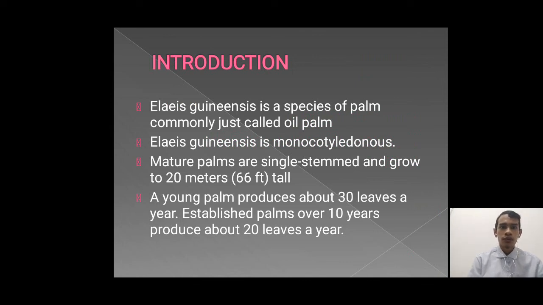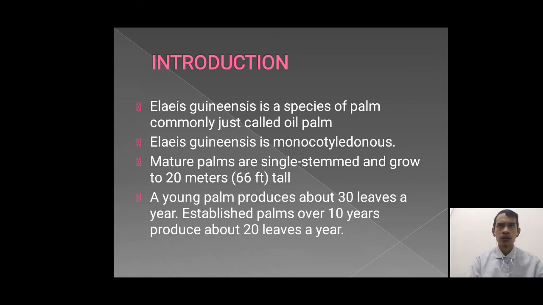Introduction for oil palm. Elaeis guineensis is a species of plant commonly called oil palm. Elaeis guineensis is a monocotyledon. Its mature plants are single stem and grow to 20 meters or 66 feet tall. A young plant produces about 30 leaves a year. An established plant over 10 years produces about 20 leaves a year.